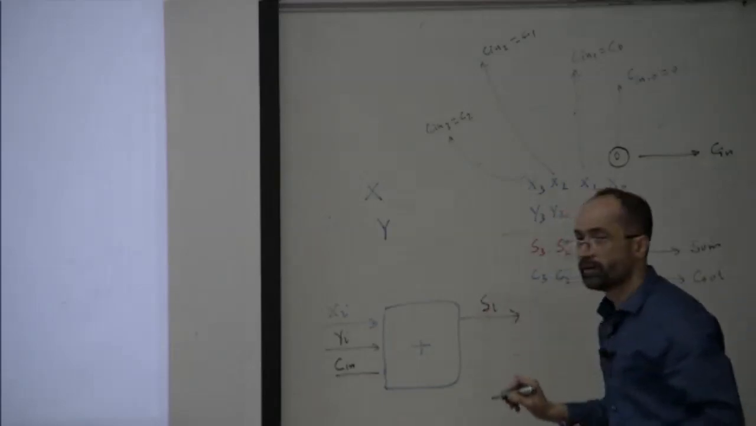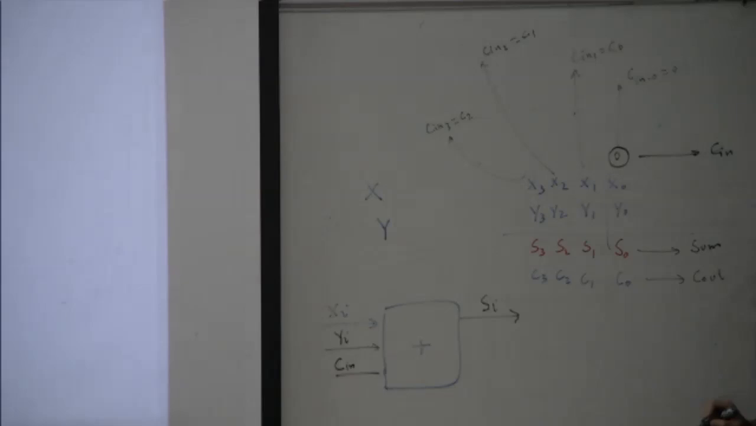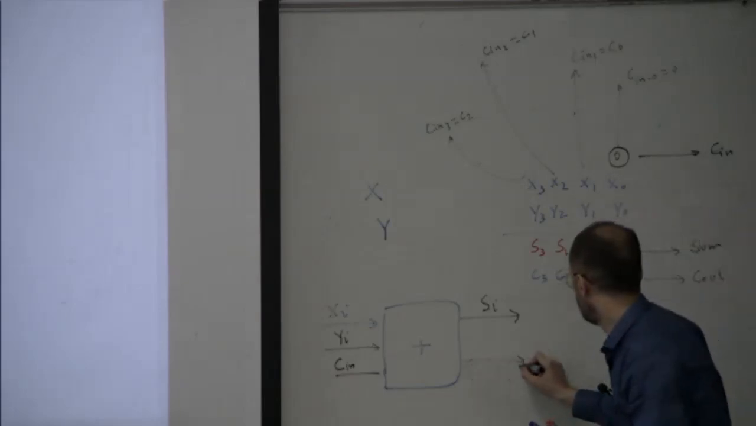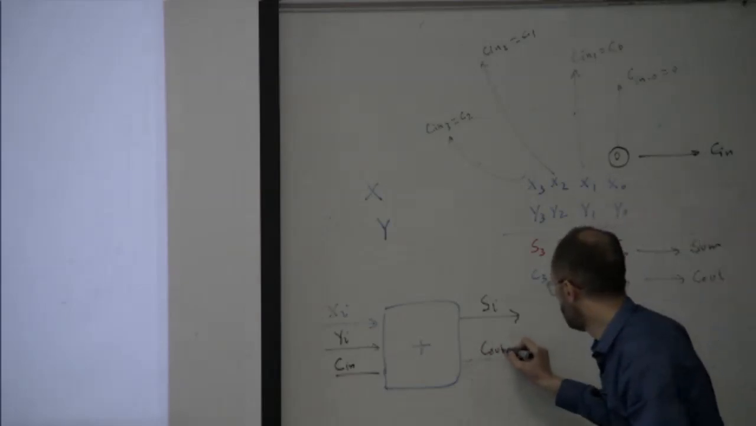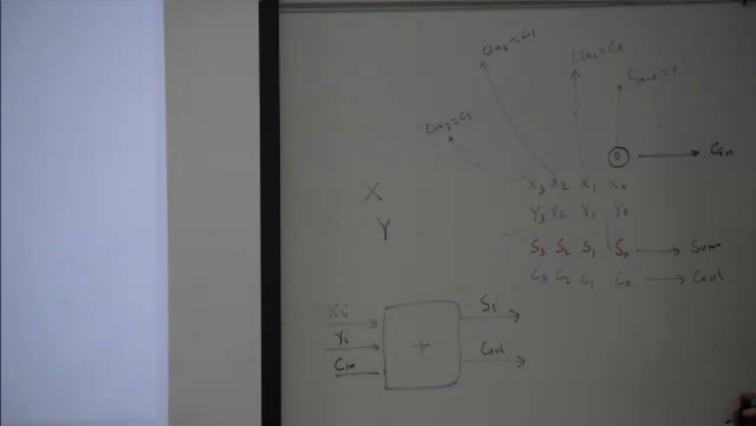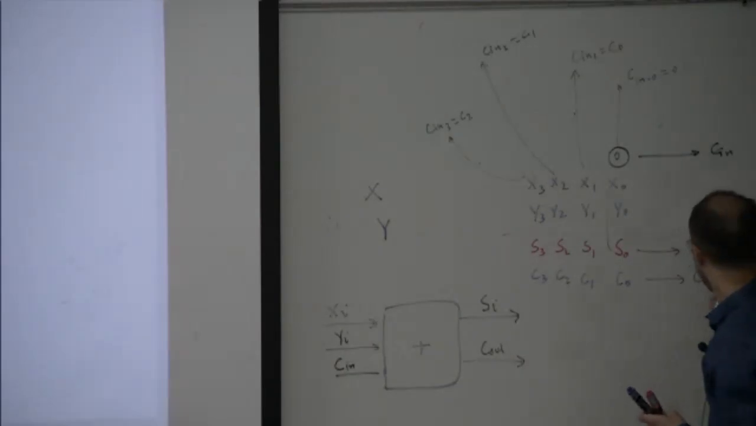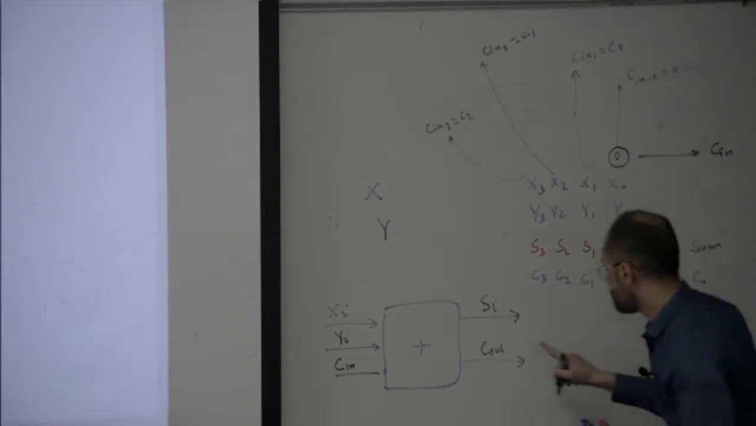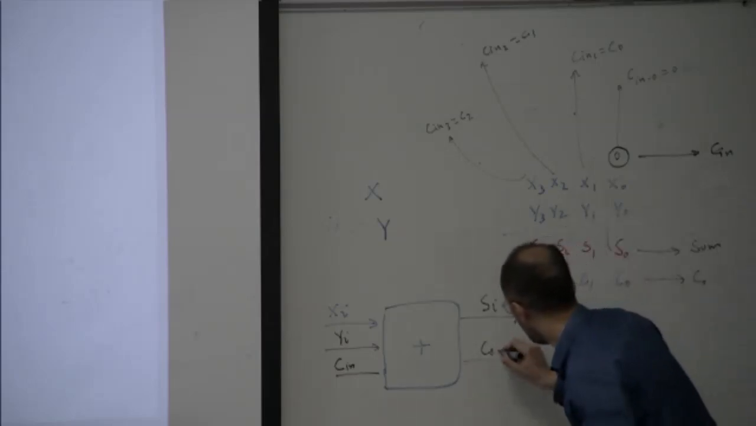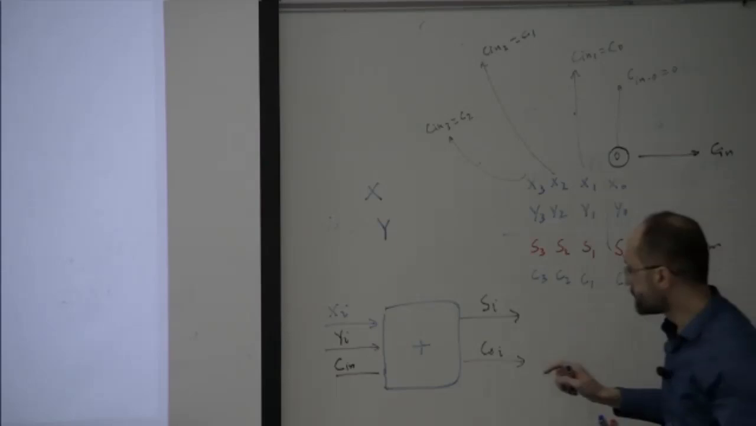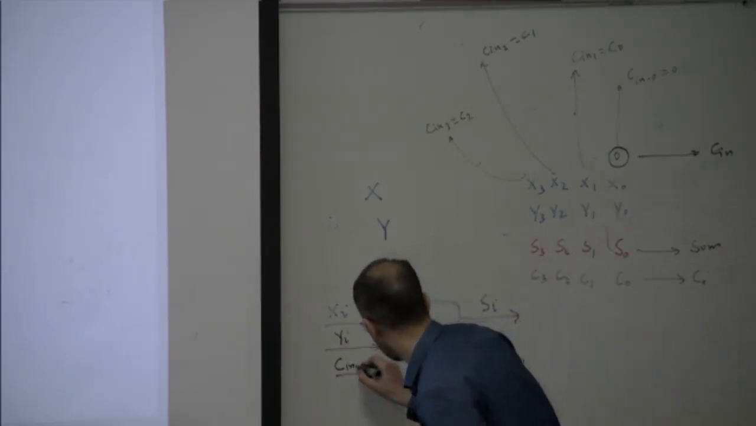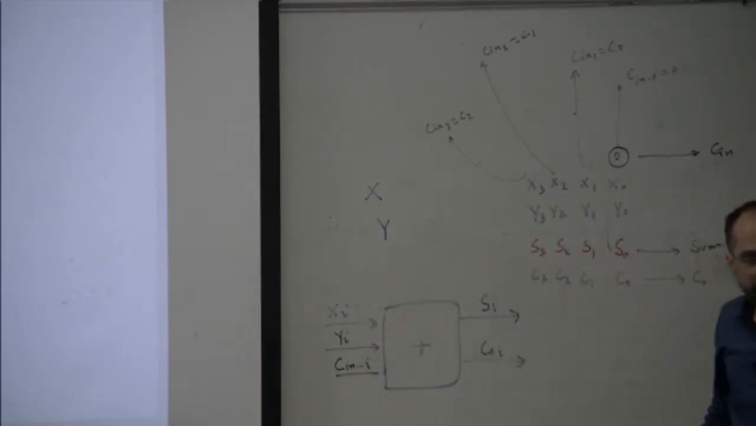Si. And what is the other output? Cout. We can call it Couti, and then we can say Cini. Got it?